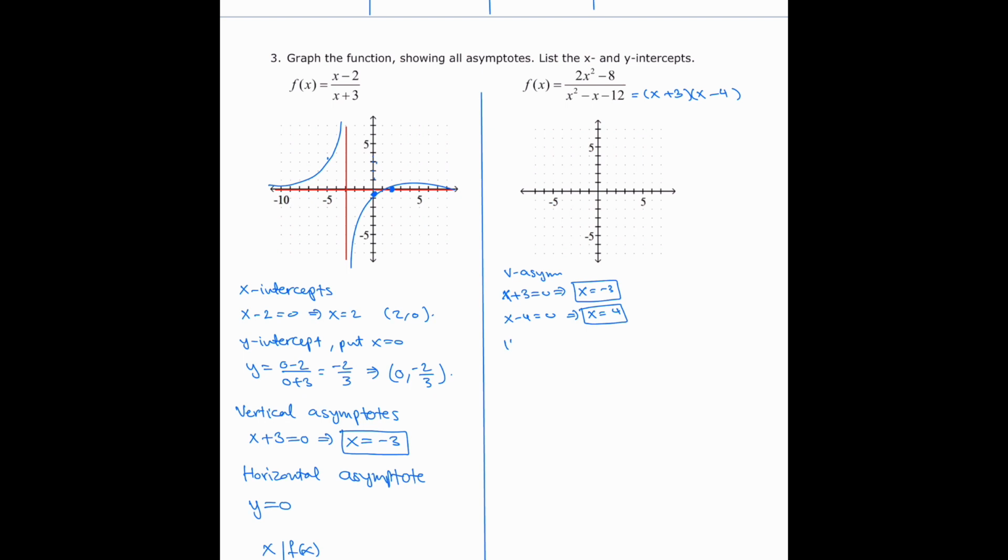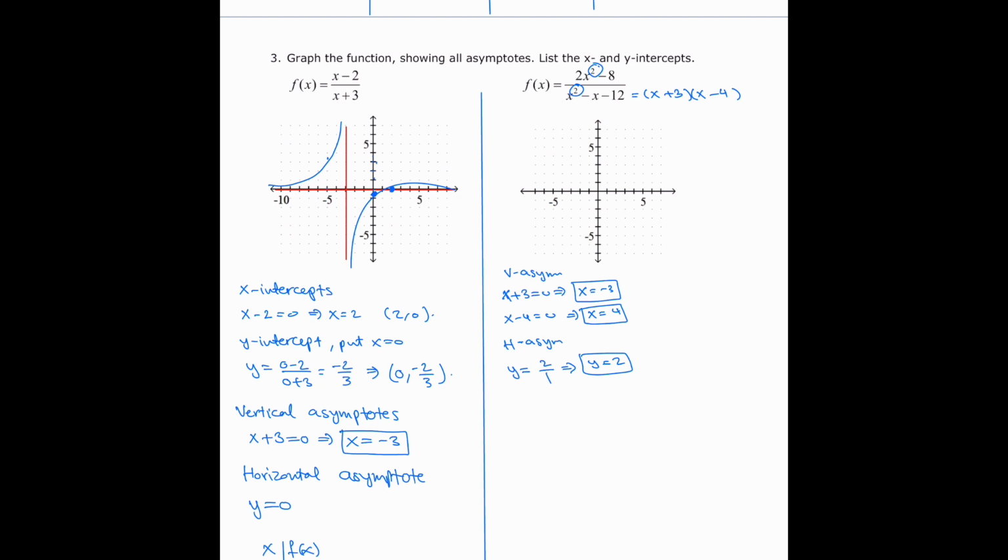And then for the horizontal asymptote, I know that the degree of the numerator is the same as the degree of the denominator. So y equals 2 over 1, leading coefficient over leading coefficient. That will give me y equals 2.